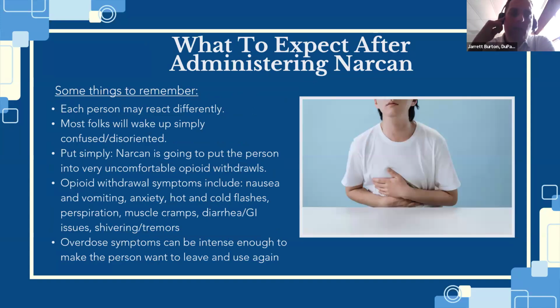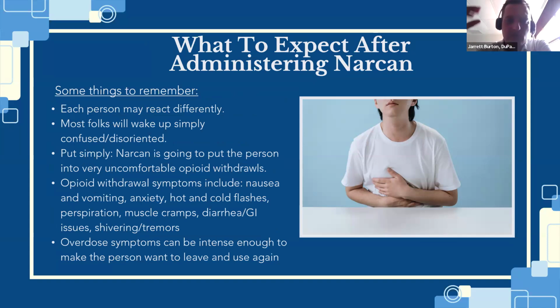What are some things we should expect from the person who we administer the Narcan to? Each person's going to react a little bit differently, but by and large, the biggest reaction is confusion. Folks are going to wake up simply confused or disoriented. As we like to say, put very simply, Narcan is going to put a person into very uncomfortable opiate withdrawals almost immediately. So what are those symptoms?